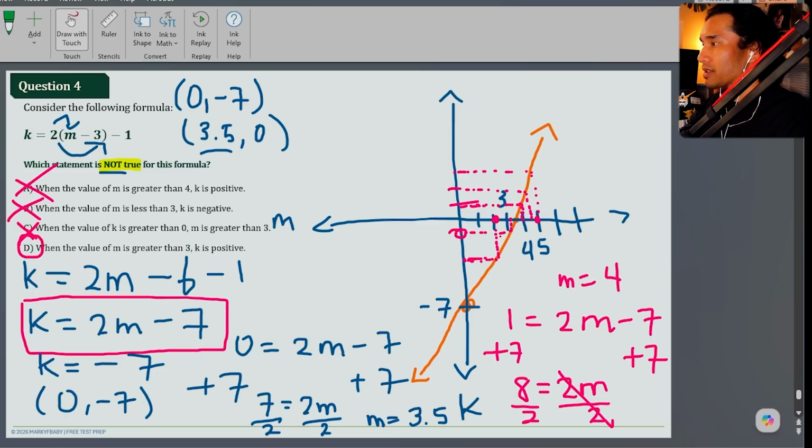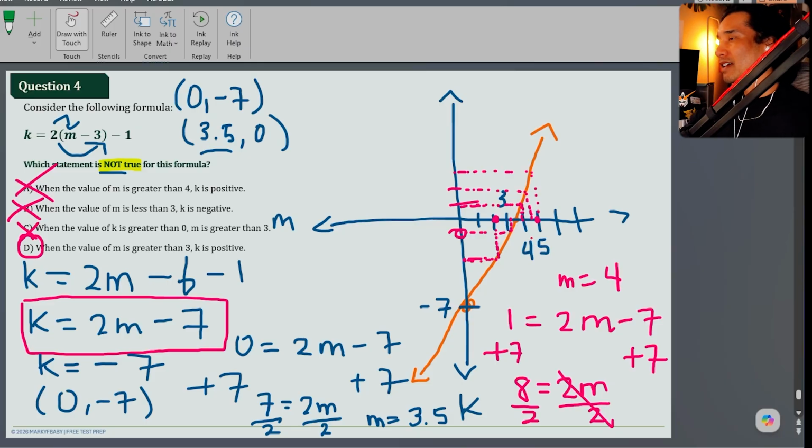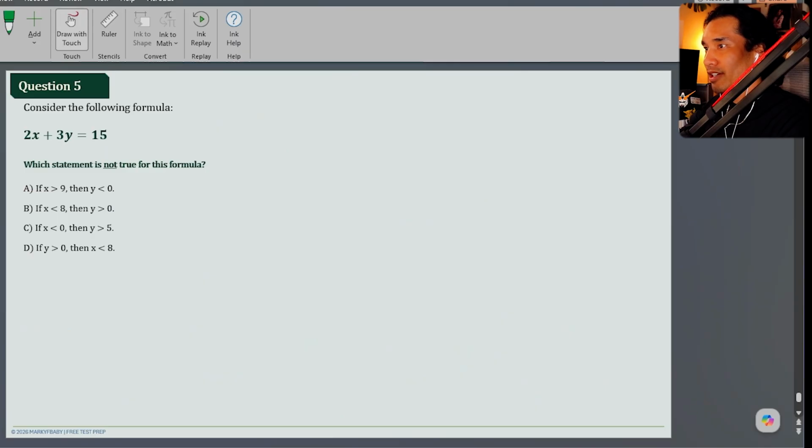Because there will be those slivers, these little slivers right here in between the points that you will have to account for. Okay? Question number 4 was a great example. I like question number 4. Okay, let's move on. Question number 5.